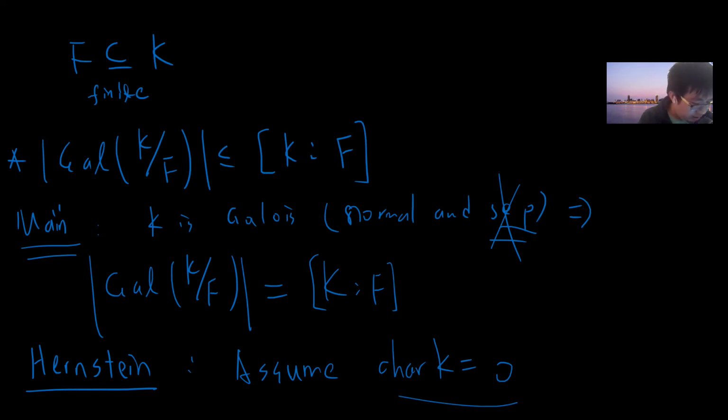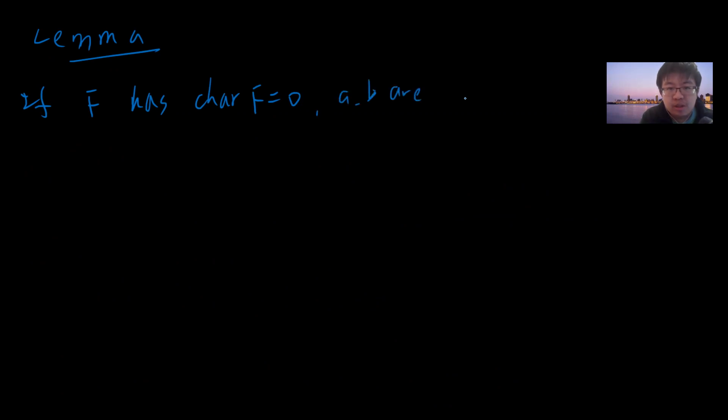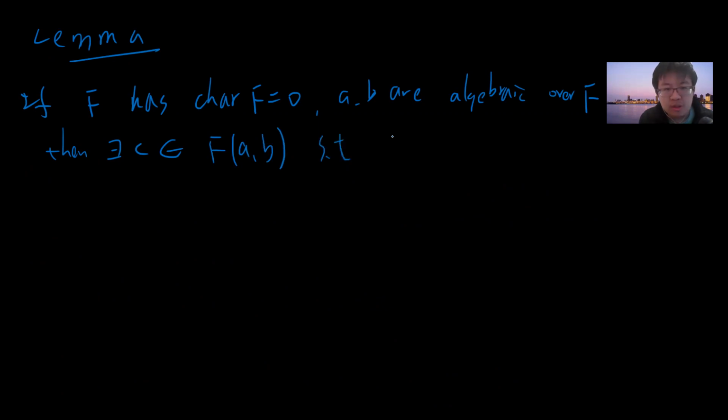Okay, so let's start to prove. In order to prove it, we need a very strange lemma that only works for characteristic 0. This lemma is very weird. It says that if F has characteristic 0, and A and B are algebraic over F, then there exists C belonging to F(A,B) such that F(A,B) equals F(C), F adjoined C.